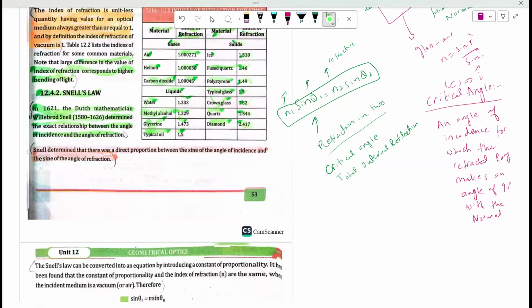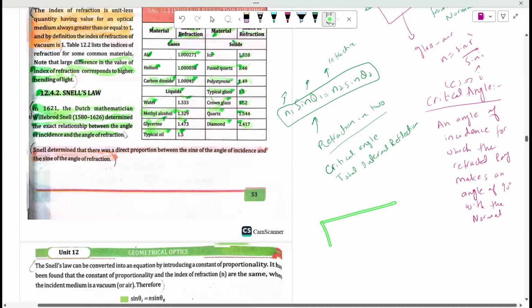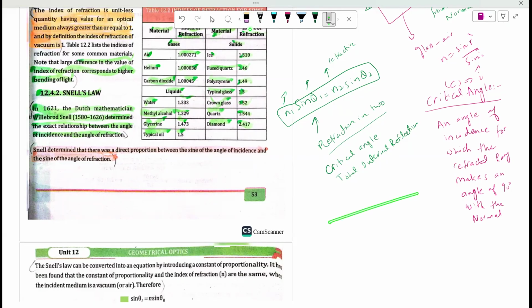अभी तक हम लोगों ने क्या पढ़ा था कि ये मेरे पास एक ग्लास ब्लॉक है. Then let's now draw the glass block as well. This is the glass boundary. This is the incident angle and this is the refracted angle. This is what we have studied so far.